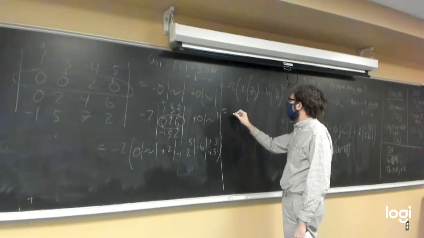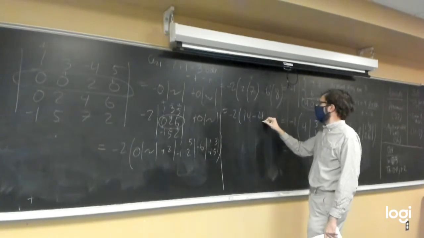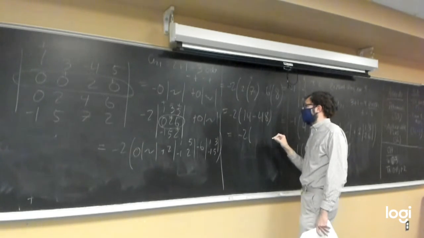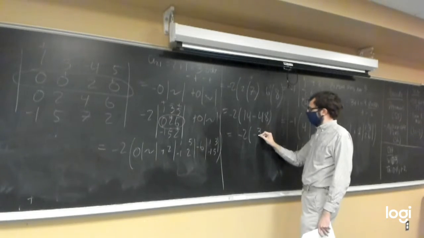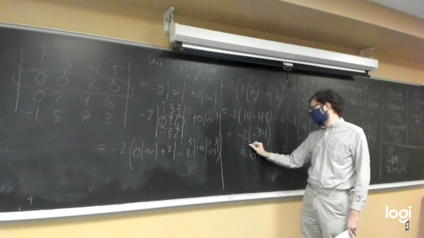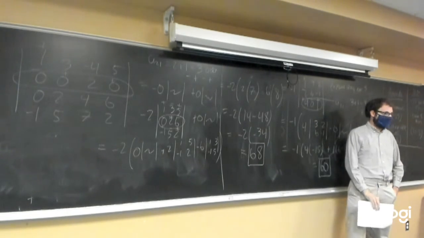And we're going to get negative 2 times 14 minus 48, which is negative 2 times negative 34. And our final answer will be a positive 68.